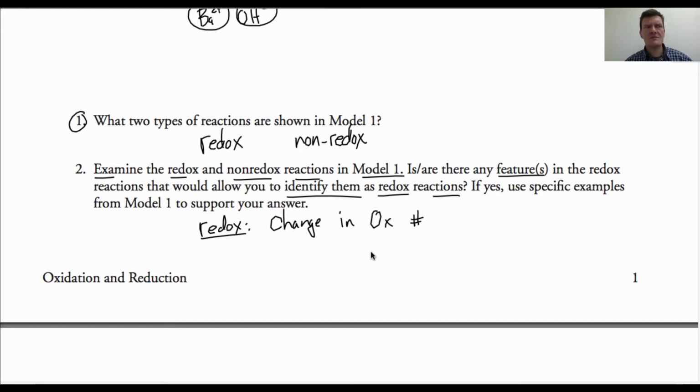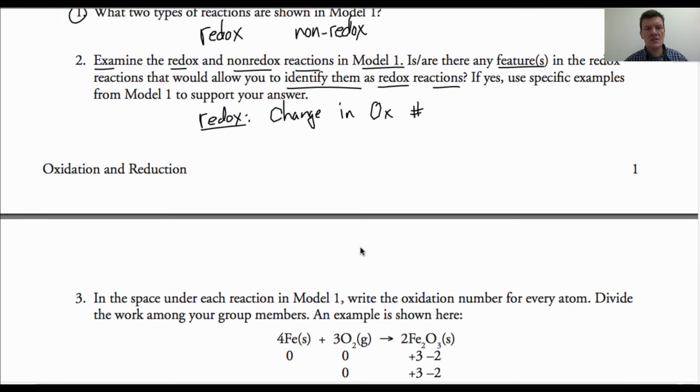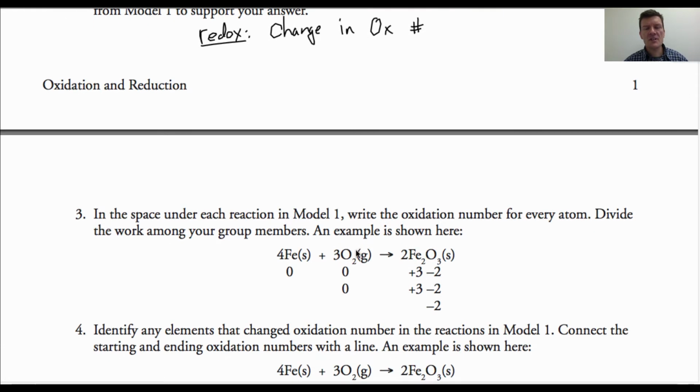So you may be wondering, well, how do we get these oxidation numbers? Are they just the ion charges? Yes, in some cases, and maybe a little more complicated in other cases. So let's talk a little bit about how we find those oxidation numbers.